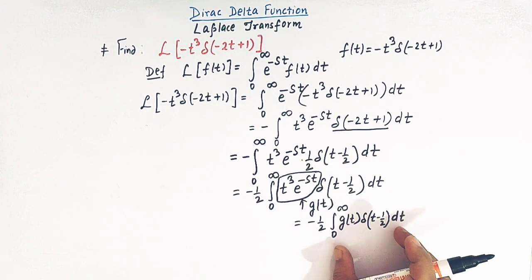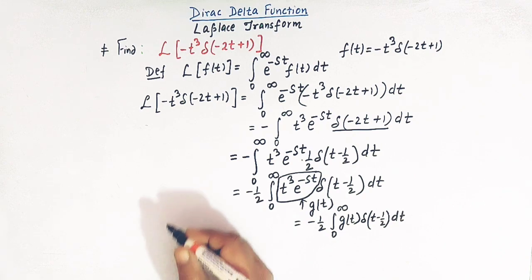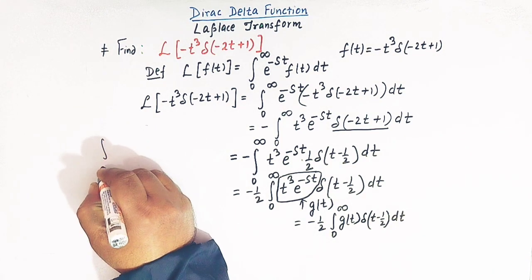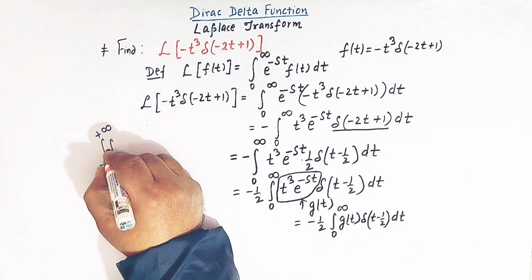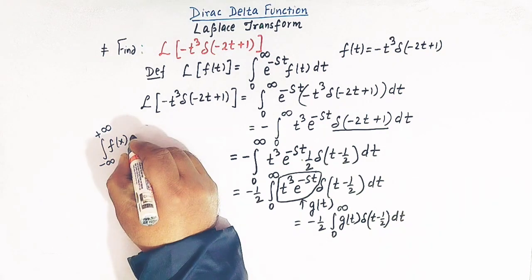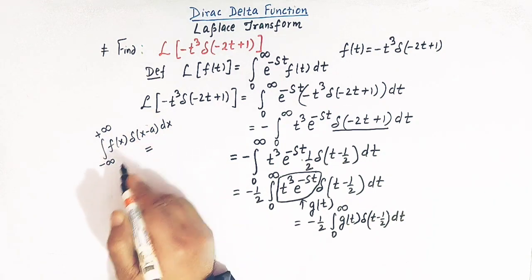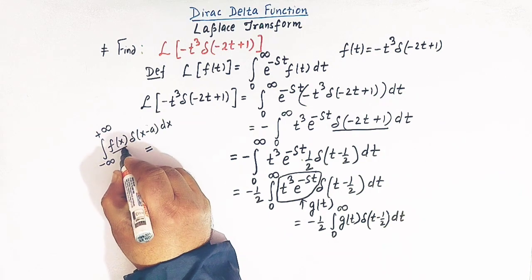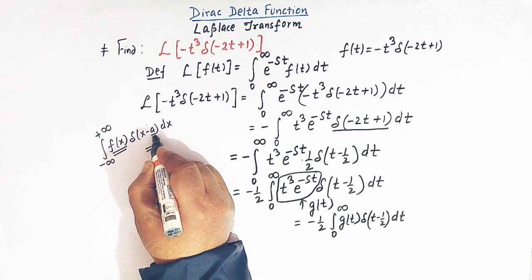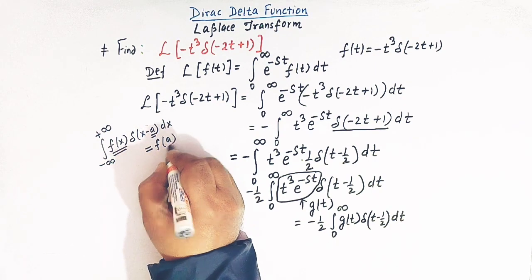So now we have a very simple integral here, because we can make use of the definition of Dirac delta function. The definition goes like this: if we have the integral minus infinity to positive infinity, and here we have some function, say f of x delta of x minus a dx, then the value of this integral is equal to the value of this function at this point, that is x is equal to a. So this is f of a, right?